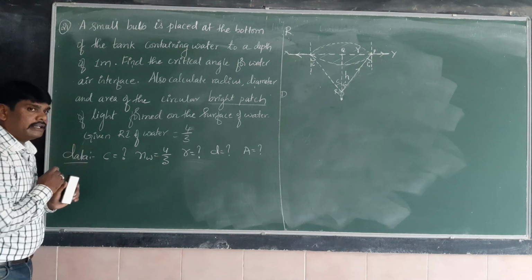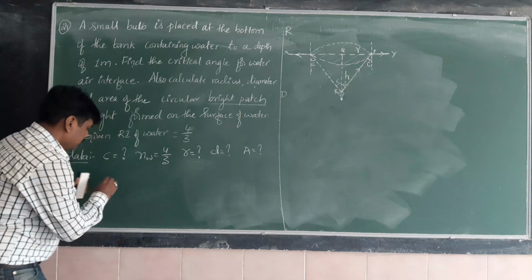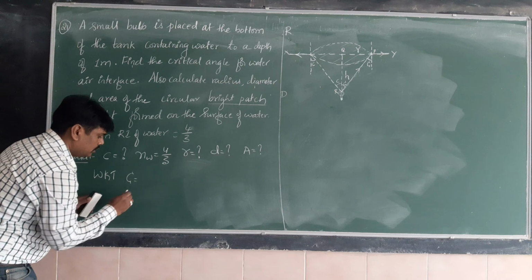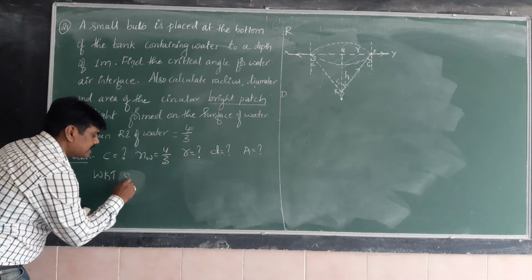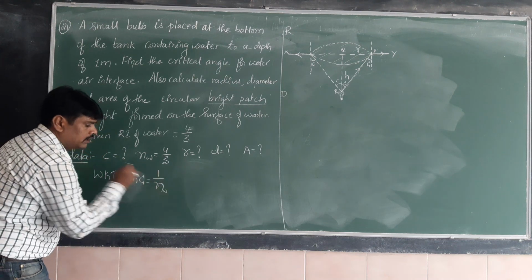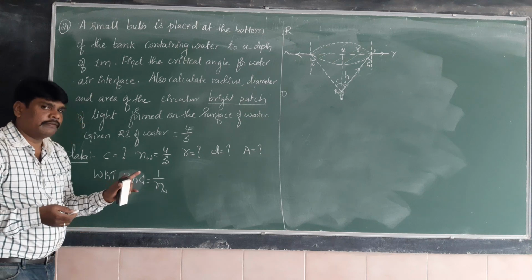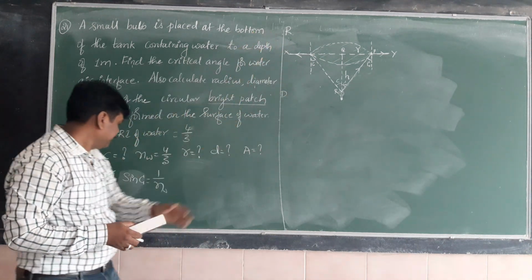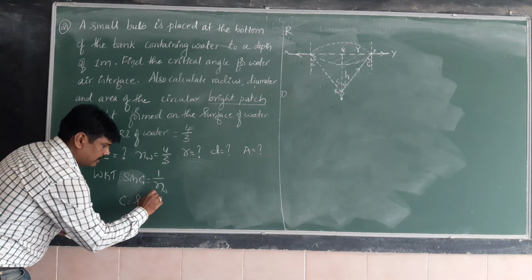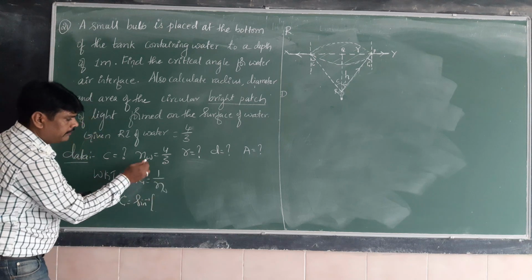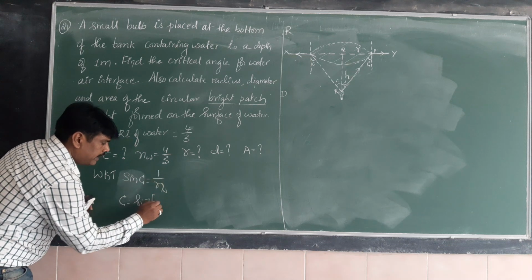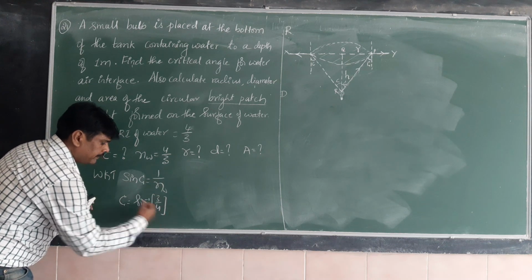So first we need to calculate the critical angle. There is a simple formula, you know that. We know that sin C is equal to 1 by n. n is the refractive index of water or denser media, or else we call it the absolute refractive index, because the surrounding media is air. So to find C, C is equal to sin inverse of 1 by n. What is the value of n or nW? It is 4/3. So 1 by n is 1 divided by 4/3. It becomes 3/4.